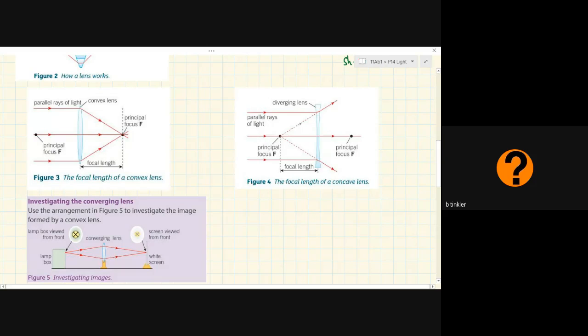These lines are dotted because there is no light traveling here. We're imagining that this is where they come to a point. It's like an imaginary beam of light. The solid lines show where light is actually moving.